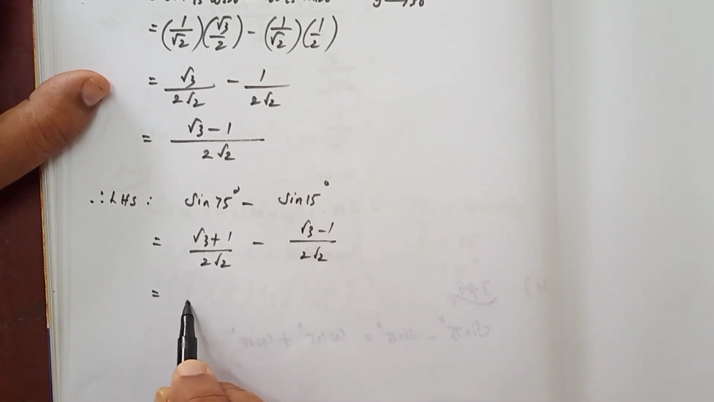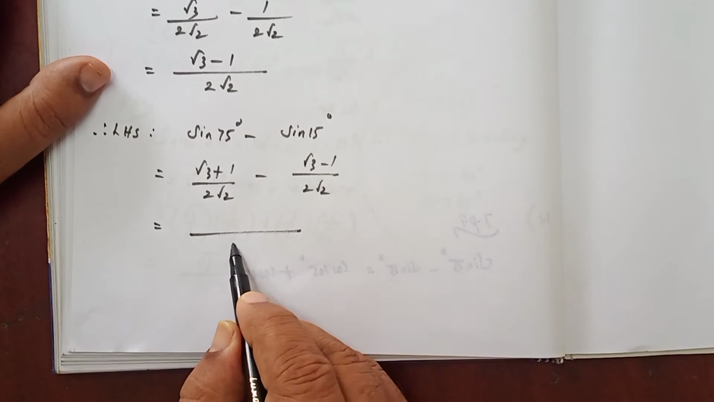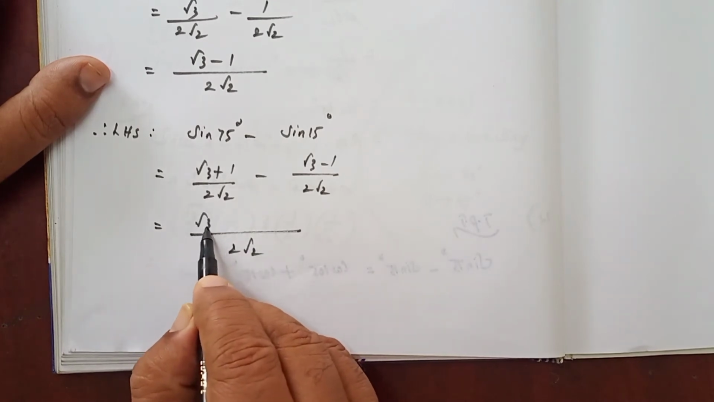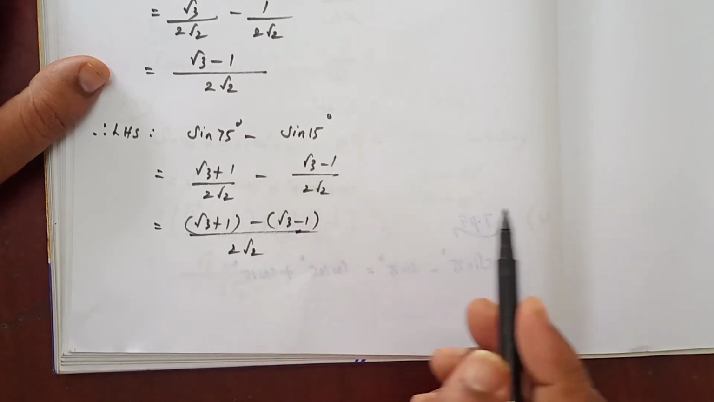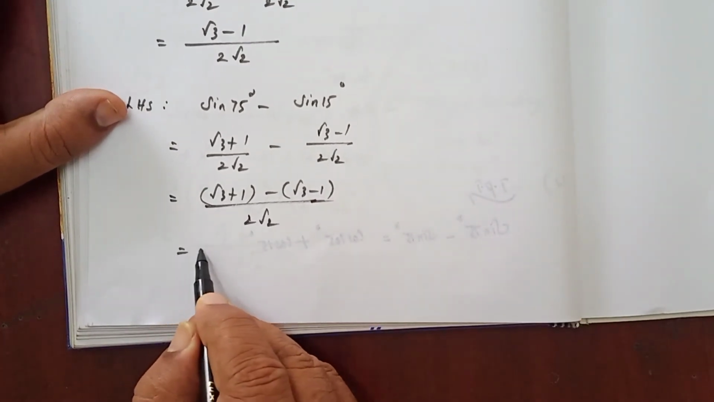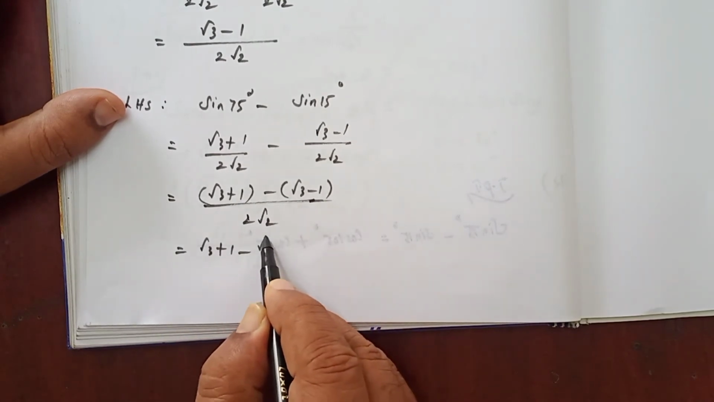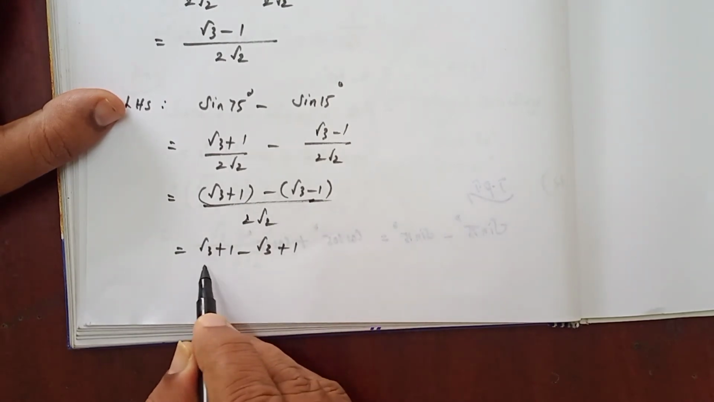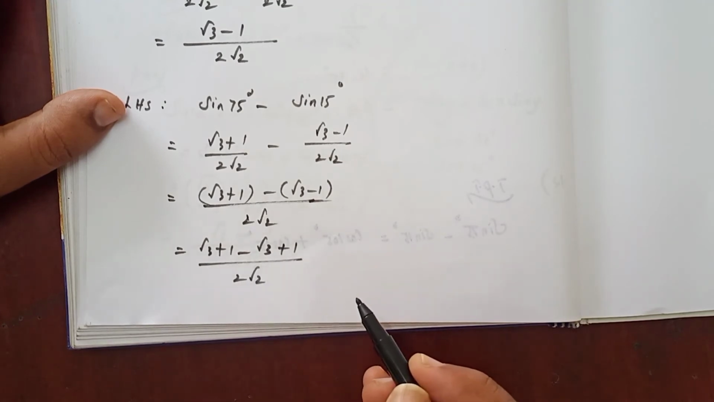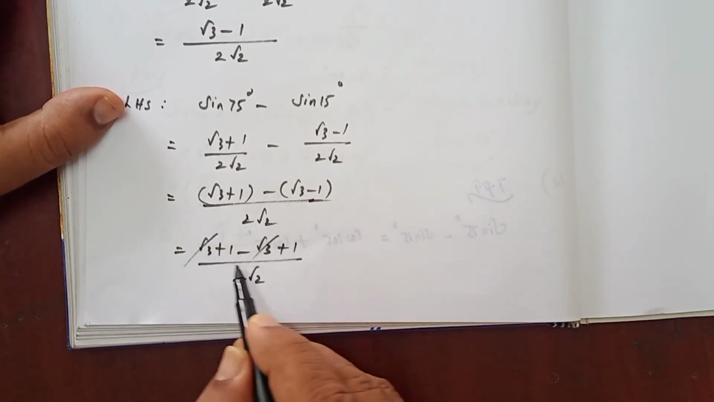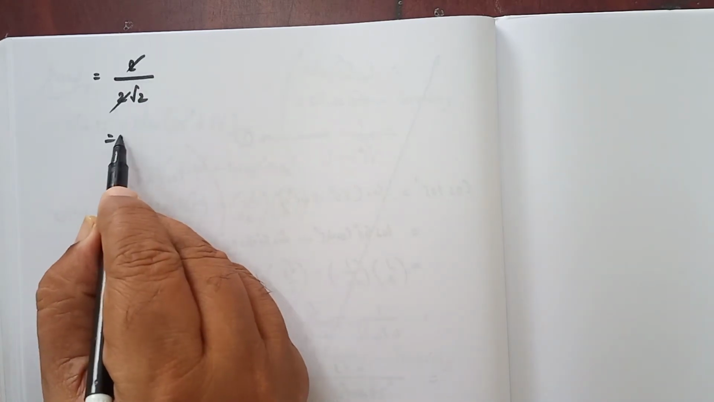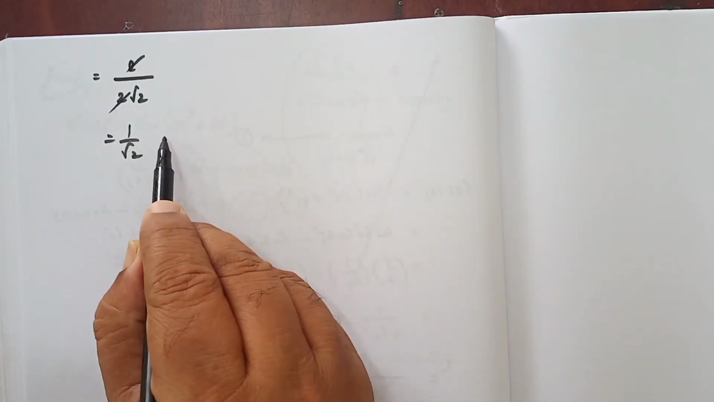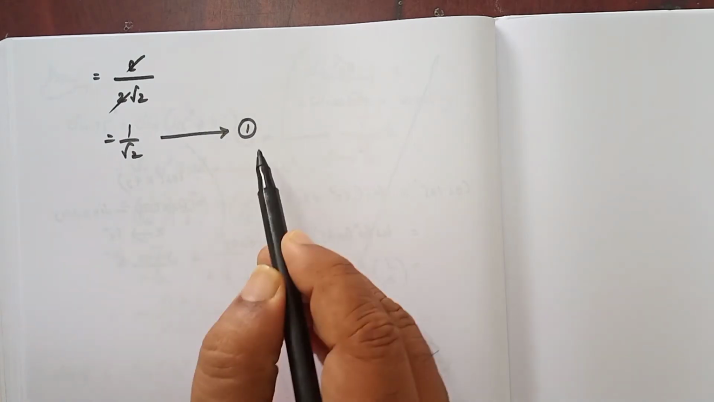Equals, we have the common denominator 2 root 2. Then write the numerator: root 3 plus 1 minus of root 3 minus 1. That is equal to root 3 plus 1 minus root 3 plus 1, divided by 2 root 2. Root 3 minus root 3 gets cancelled. 1 plus 1, 2, divided by 2 root 2. 2 and 2 get cancelled. That is equal to 1 by root 2. So let it be equation number 1.